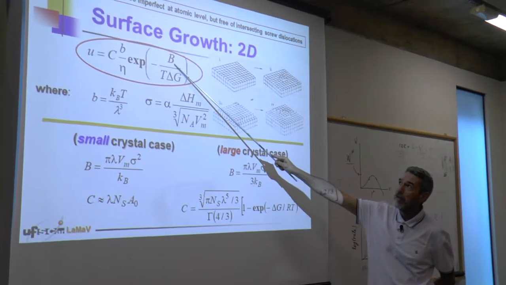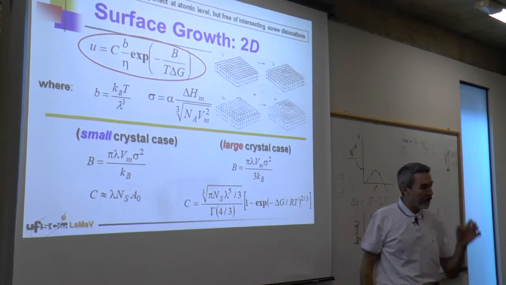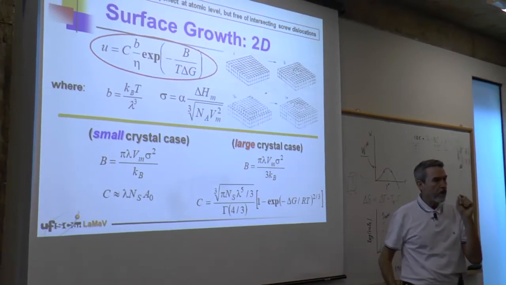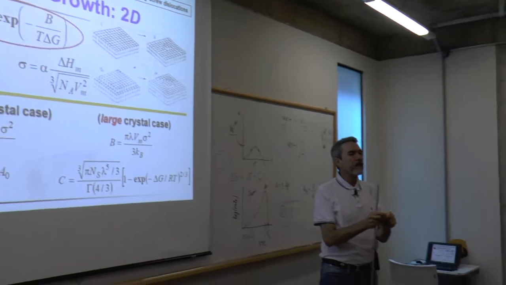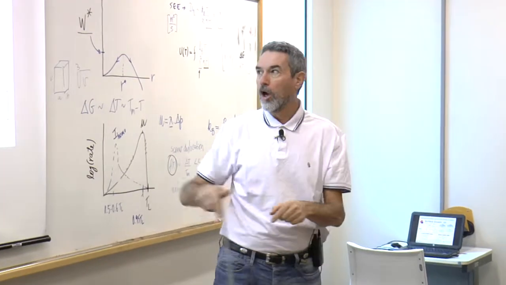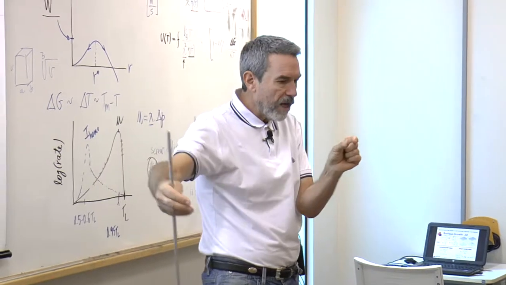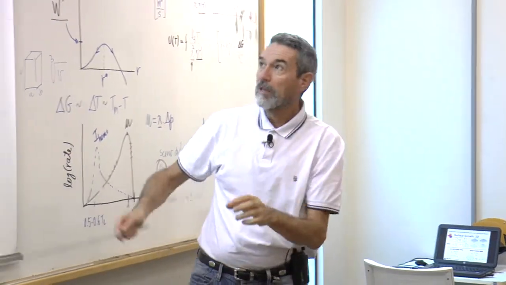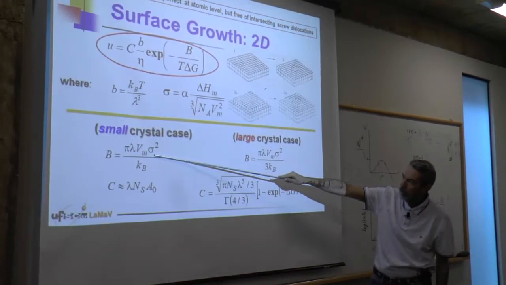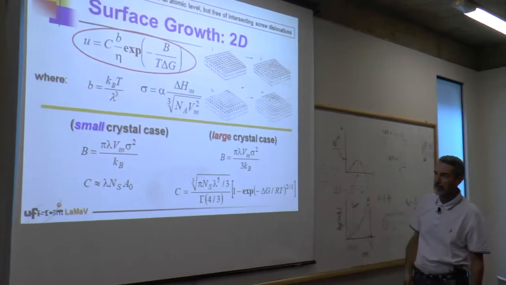The value of b depends on two sub-mechanisms. The so-called small crystal case, where the size of the secondary nucleus is about the same size as the primary crystal, and the large crystal case, when the primary crystal is this big and the size of the nucleus is this big. So the value of b here depends on whether you deal with the small crystal case or the large crystal case.